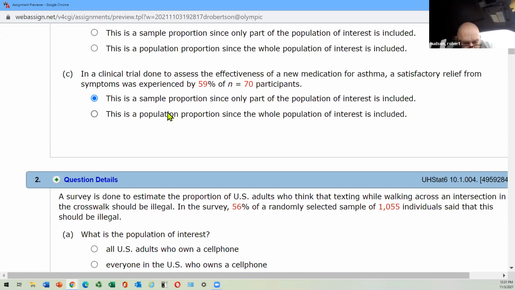But for that to be a population, wouldn't you have to find every asthma sufferer in, I guess, the world, or at least America? No evidence that they would do that.